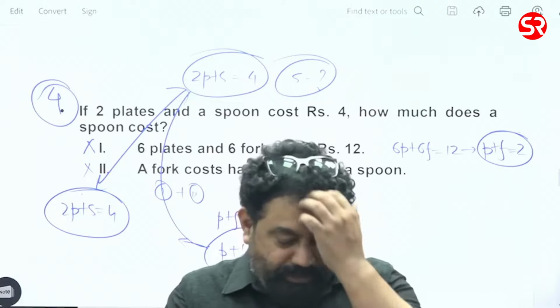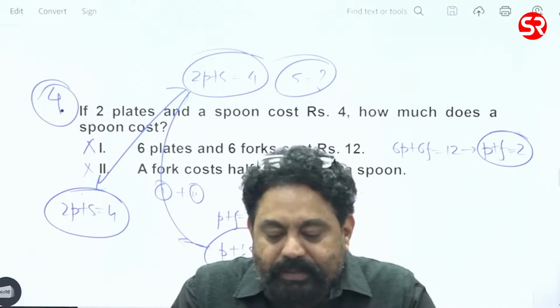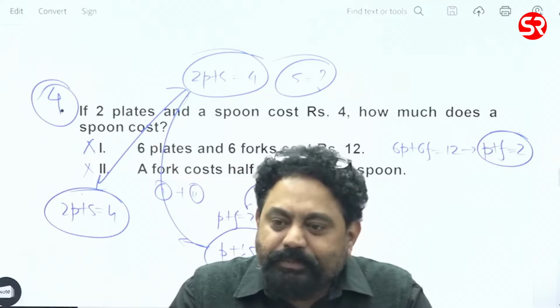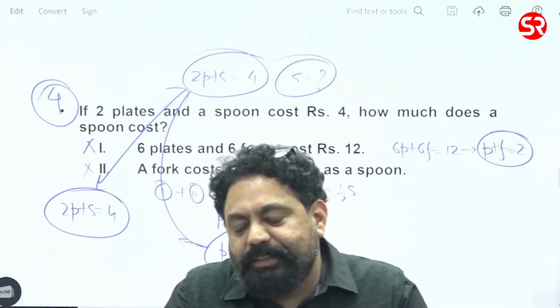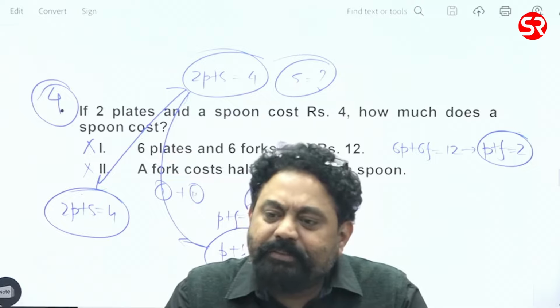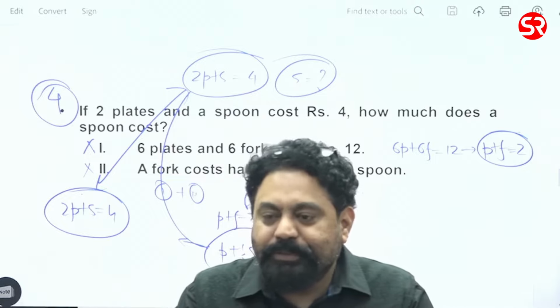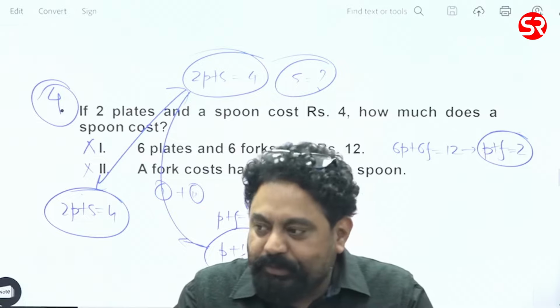So I was associated with a kind of NGO where we used to go and train a lot of people who migrate from Tibet to McLeodganj. So they have a lot of problems in communication, language.